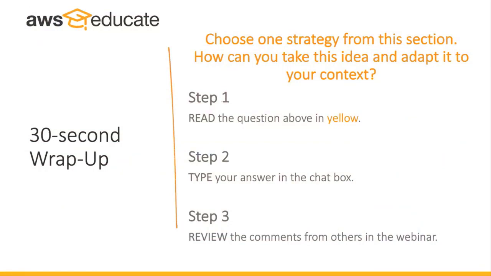So let's engage in our 30-second wrap-up. I'll read the wrap-up question in yellow. Choose one strategy from this section. How can you take this idea and adapt it to your context? Step 1, read the question above in yellow. Step 2, write your answer in the chat box. Step 3, review the comments from others in the webinar. So let's begin. Our 30 seconds starts now.